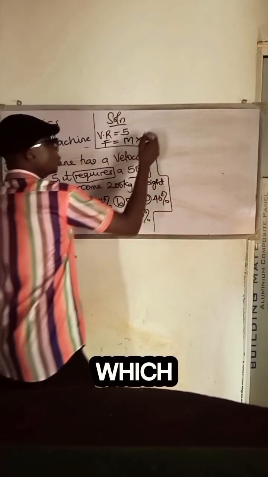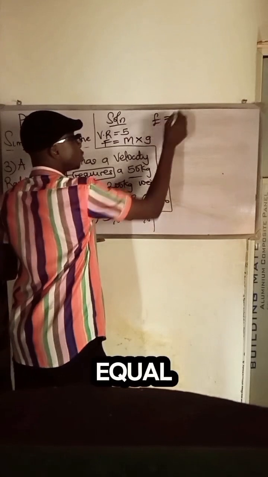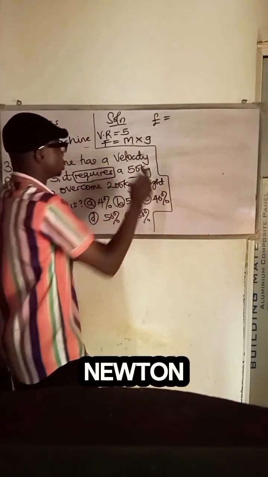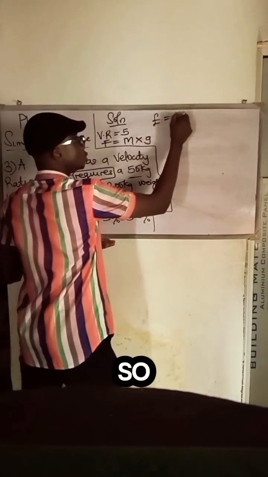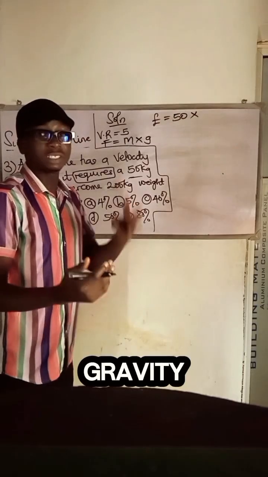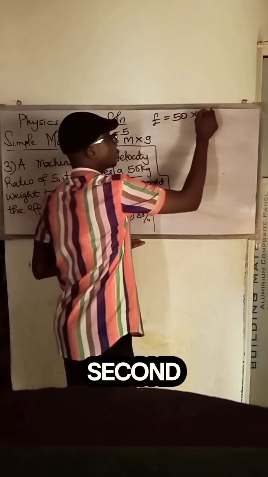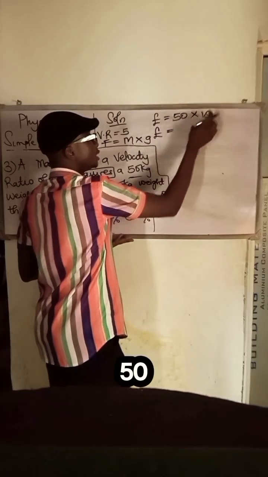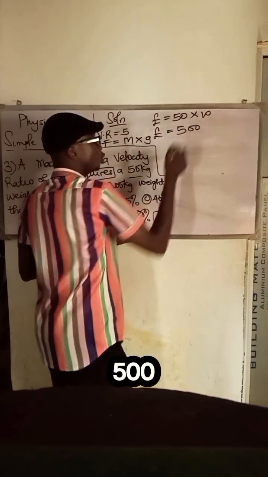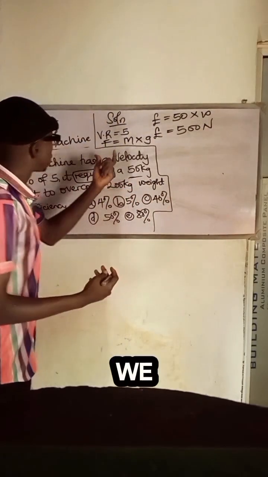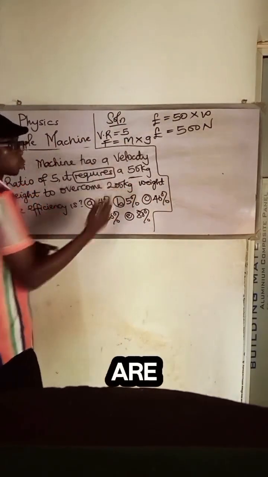So I can say E, which is effort, is equal to mass. I'm converting it to Newton. Mass is 50, so 50 times gravity. Please, acceleration due to gravity is 10 meters per second square. So E is equal to 50 times 10, which is 500. 500 what? 500 Newton. Can you see how we converted it? We converted it using this formula because we are changing it to force.